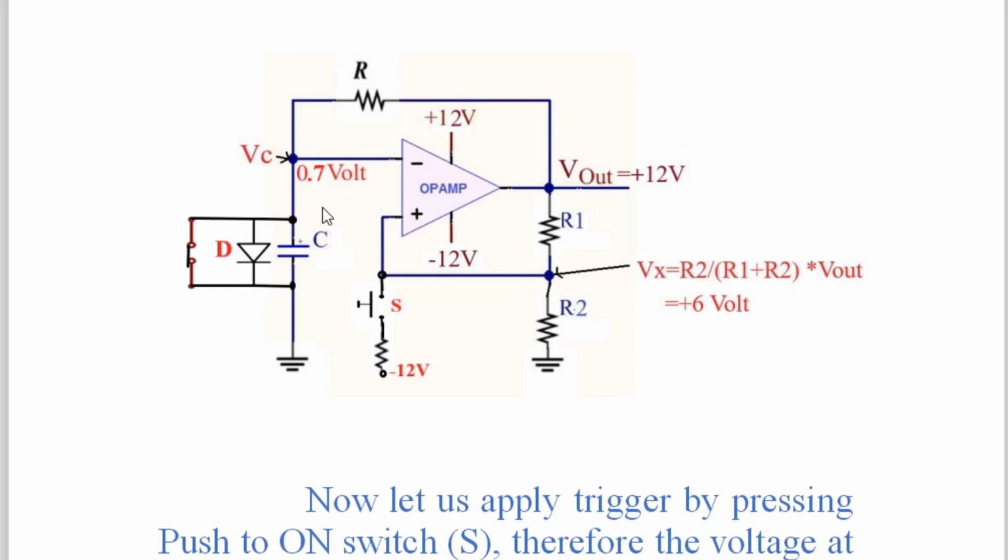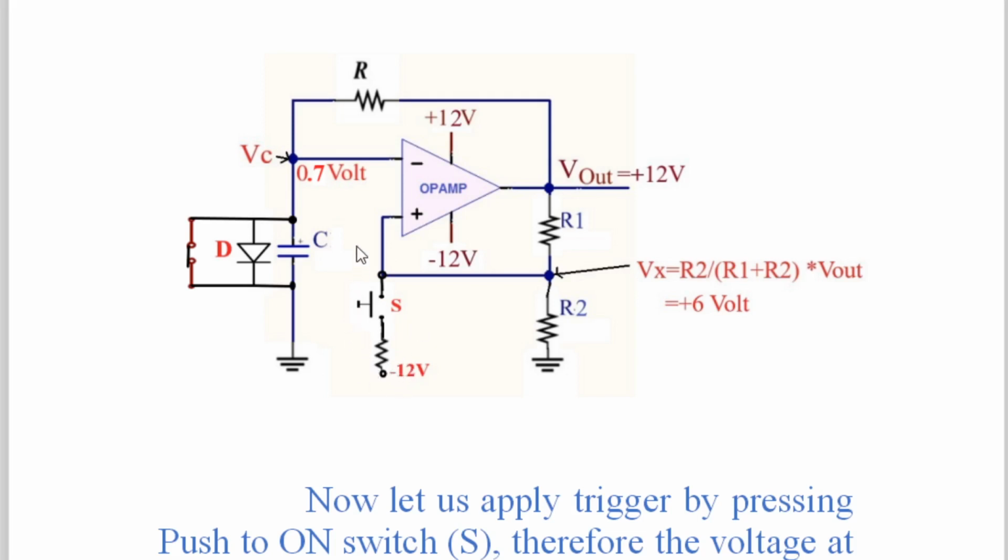Okay. Now what is in our hand? What we can do is this. We will connect a push-to-on switch to the inverting pin. One terminal of the push-to-on switch is connected to the inverting pin. And another terminal of the switch we have connected through the resistor R to minus 12 volt. This is a push-to-on switch. You have to simply push it and release it. So another terminal of this switch we have connected to minus 12 volt.